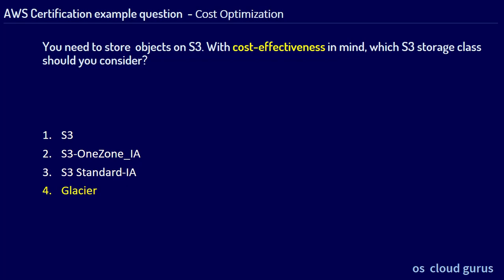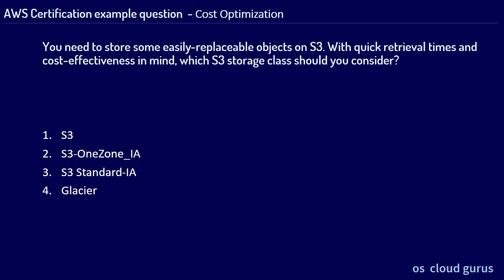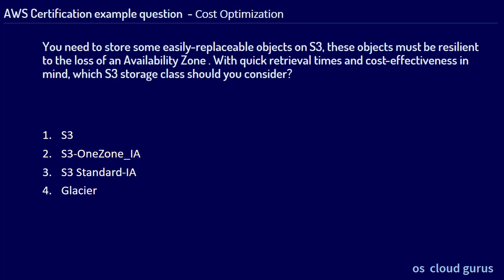So let's change the question a little bit. You need to store some easily replaceable objects on S3 with quick retrieval times and cost effectiveness in mind. So in this case, it cannot be Glacier anymore, and you could consider S3 One Zone Infrequent Access, because you have quick retrieval times and it's the second cheapest solution.